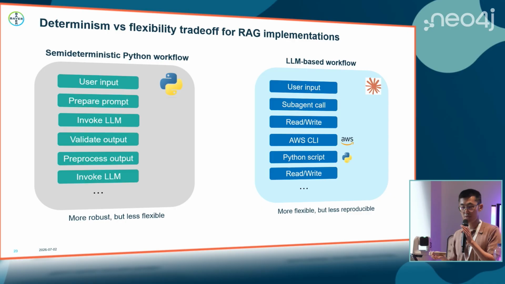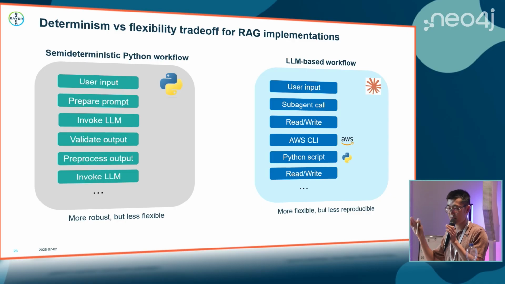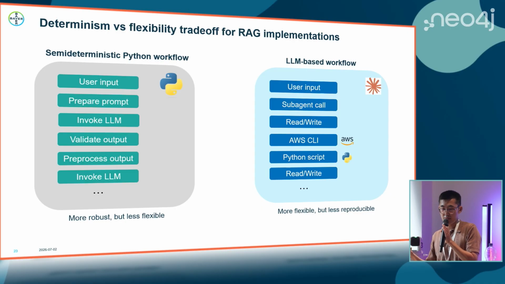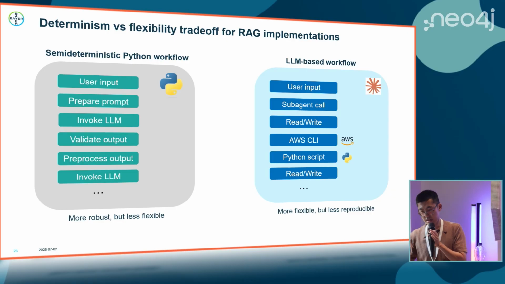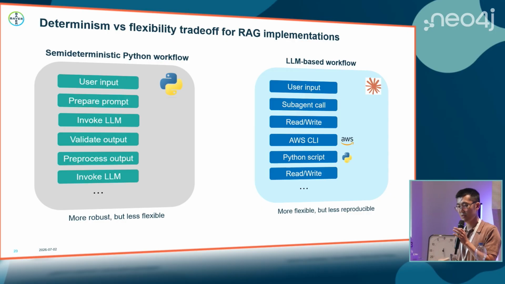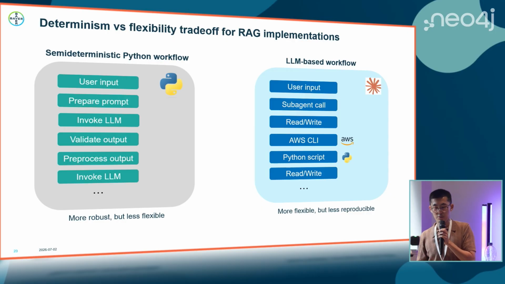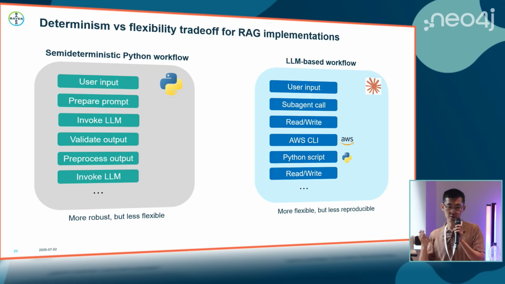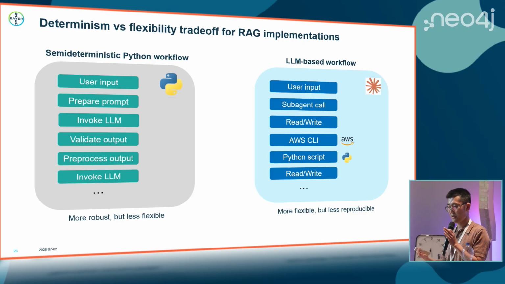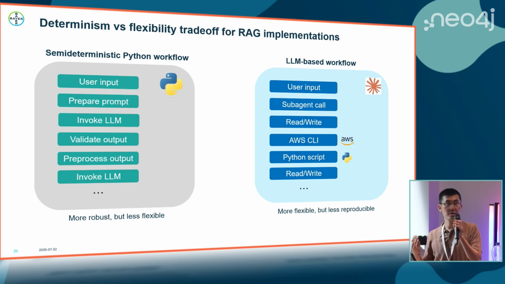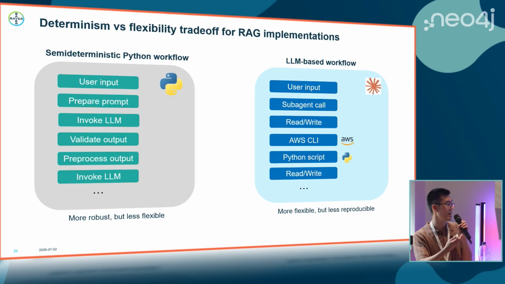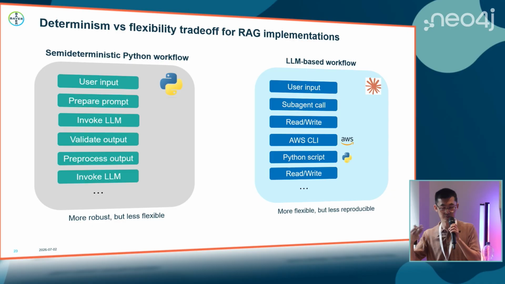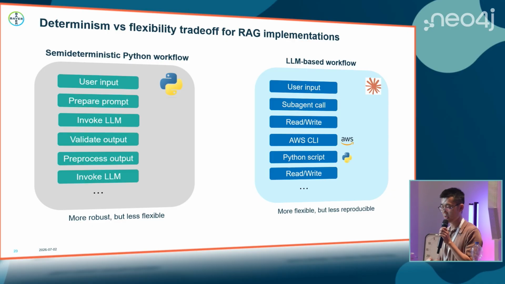There are some pros and cons, obviously, with the Python workflow. It's the traditional approach. It is semi-deterministic. It is more robust because you have a control flow. You can also have error handling and so on, which makes it more robust, but it is less flexible because you need to determine exactly what needs to happen. And it's maybe harder to adapt to a new use case, right? Once you have a Python script or a collection of scripts, you need to rewrite sometimes major parts of it for a different task, or even for a slightly different task.